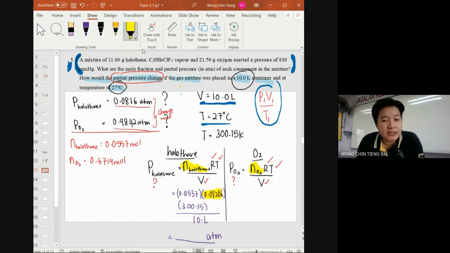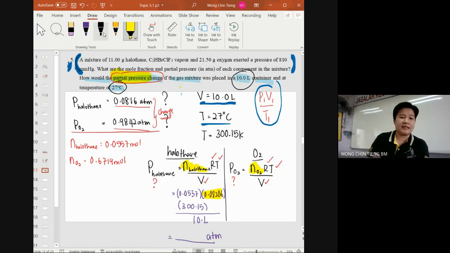So siapa yang guna 8.314 boleh. Siapa yang guna R 8.314 boleh kalau jawapan kamu in kilo Pascal. Kenapa saya kata boleh? Question only ask for the partial pressure. Betul? Soalan tak tanya partial pressure in what unit.